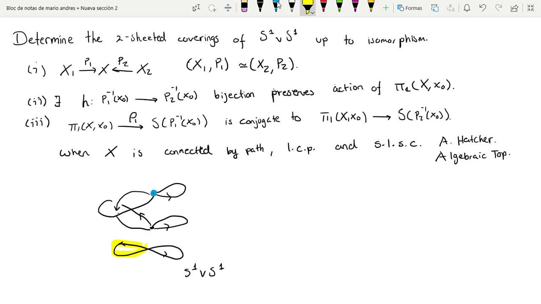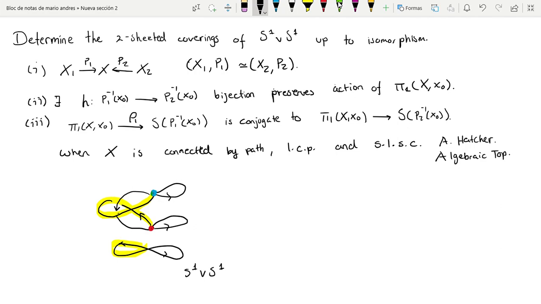So which one is the lift of that loop that starts on the blue point? Well, it needs to be this one, like this, no? This is the loop, and the action on the blue point of this is the endpoint of that lift. That is, the blue point goes to the red point via the action of the loop, right? So that is the recipe.